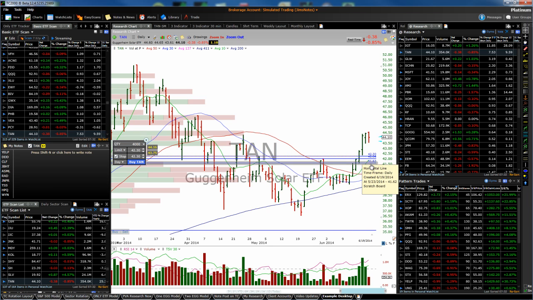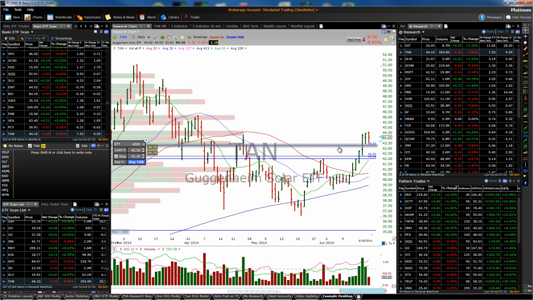I raised my stop to 41.62, which is the bottom of that bar. So if it reverses and goes back below it, it negates the entry, but it also just cut 20-some cents, almost 25 cents, off of my potential loss, which is managing the risk. Now, each day that it ratchets up, I'm going to move my stop up with it.